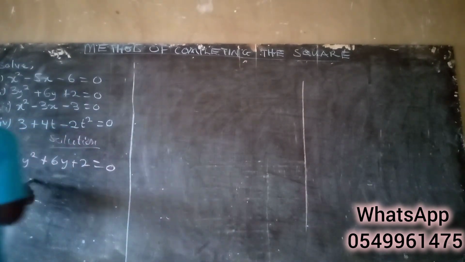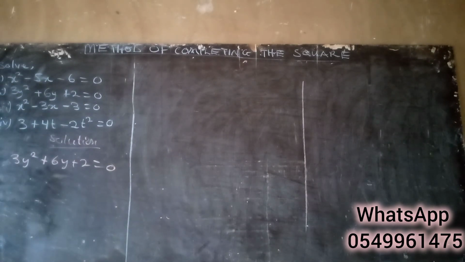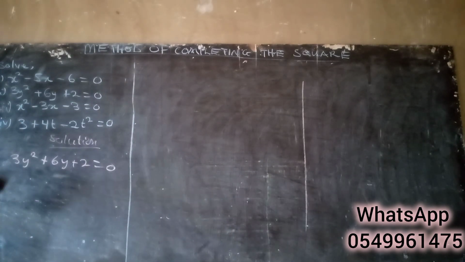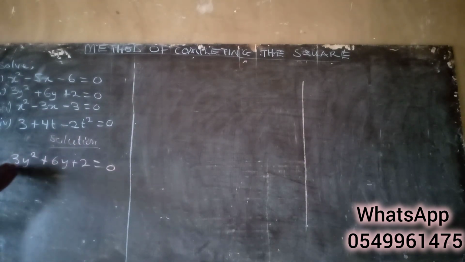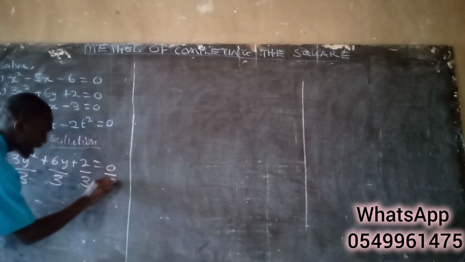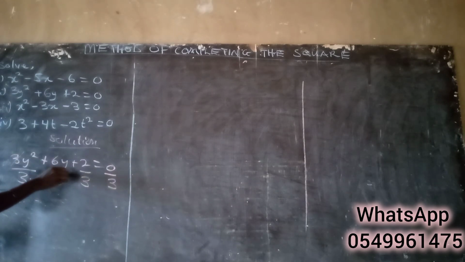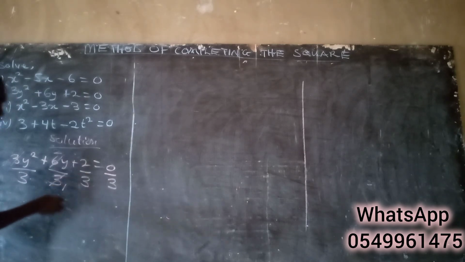But for this question, now the x has turned to y, so we have to make the coefficient of y squared be 1. Now for this question, it is 3. And how can we turn this 3 to 1? We can only do so if we divide each term by 3. Then 3 cancels 3, 3 goes into itself 1, and 6 twice.